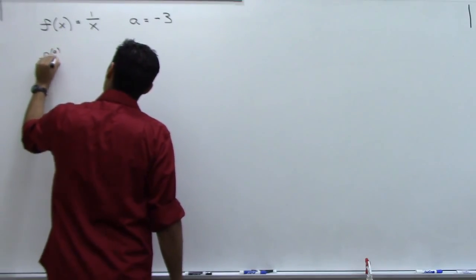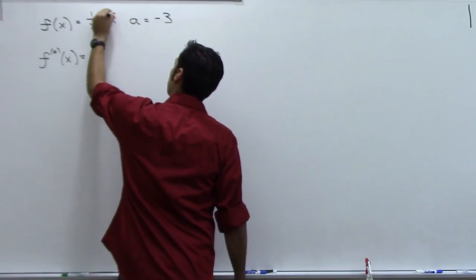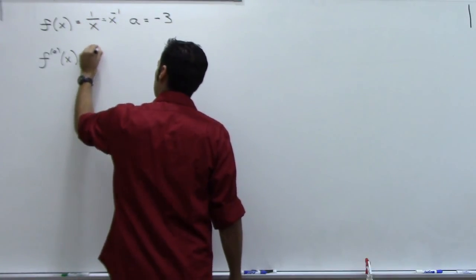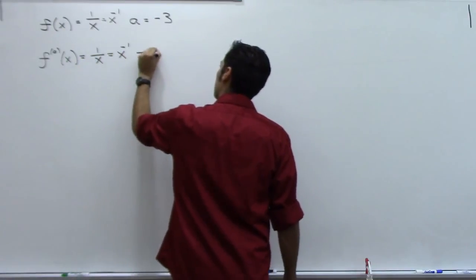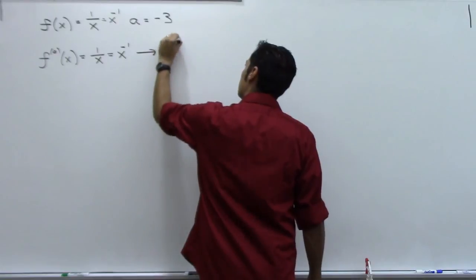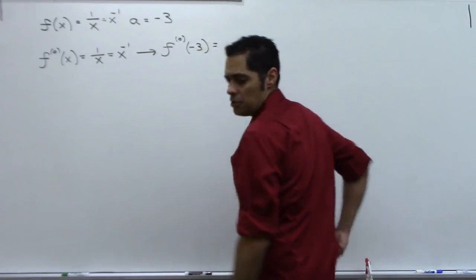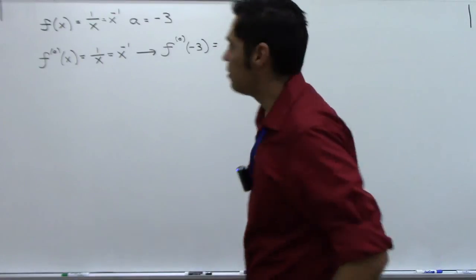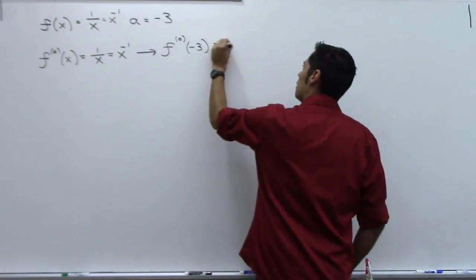The 0th derivative. Remember, this is x to the -1. So the 0th derivative is just 1 over x, x to the -1. So when we plug in -3, let me just make sure it's -3. It is. We get -1/3.